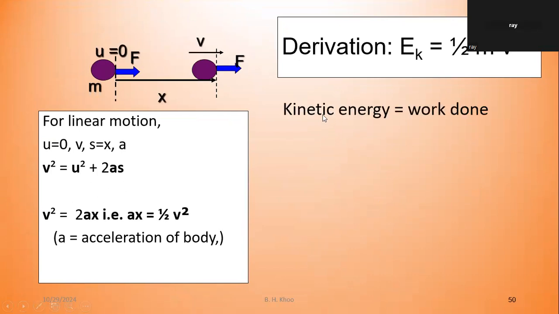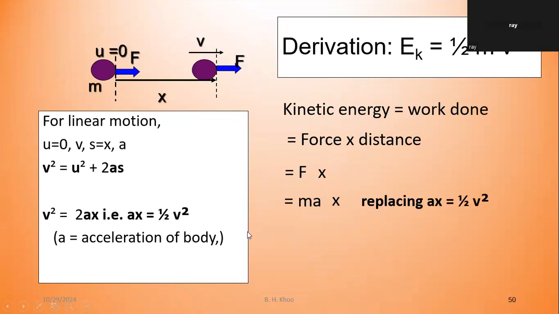Now we are going to use kinetic energy equals work done. The work done is force and distance, force and displacement. Force is ma, displacement is x. So ax, which we have got from here, ax is half v squared. So work done is half mv squared. Any comment? You need to know how to derive. That's required by your syllabus.